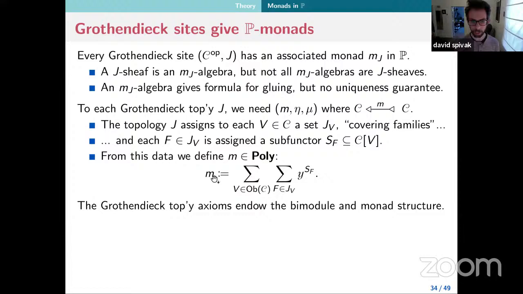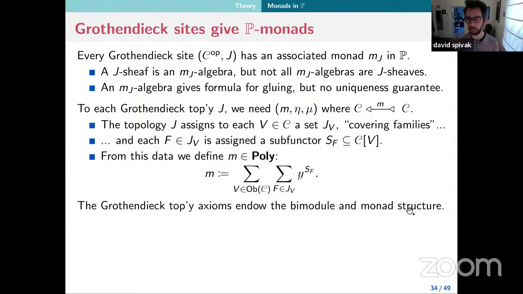It's just a polynomial. And the polynomial is the sum over objects in C of the sum over all families that cover that object of y to the power the elements of that subfunctor, which is just some set. And then the Grothendieck topology axioms, when you look at the three axioms, one of them endows us with a bimodule structure from C to C, and the other two endow it with a monad structure.